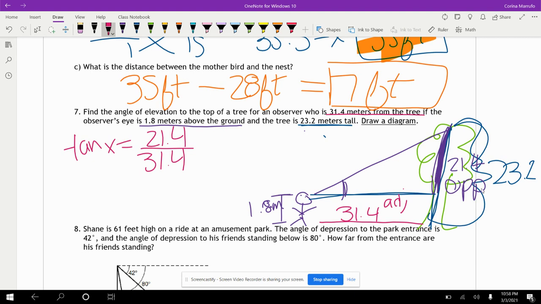And then to solve for x, I'm going to use the inverse tangent. That cancels, and then I'm going to plug that into my calculator: inverse tangent of 21.4 divided by 31.4. That gives me 34.27. So x equals, if I'm rounding to the nearest degree, 34 degrees.